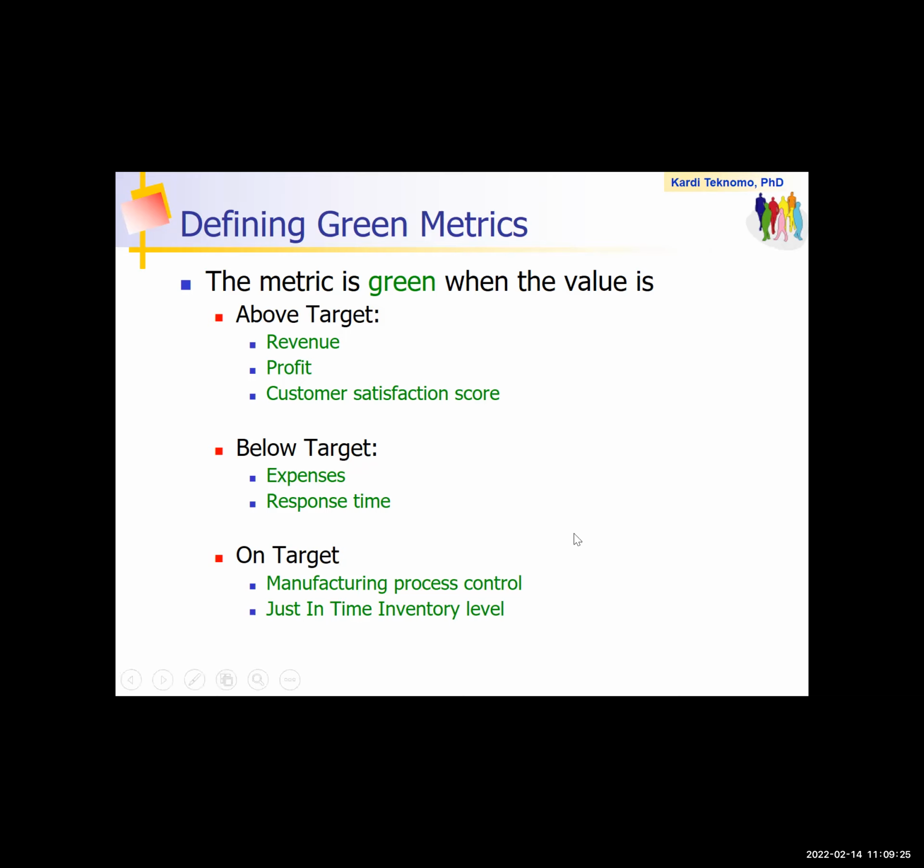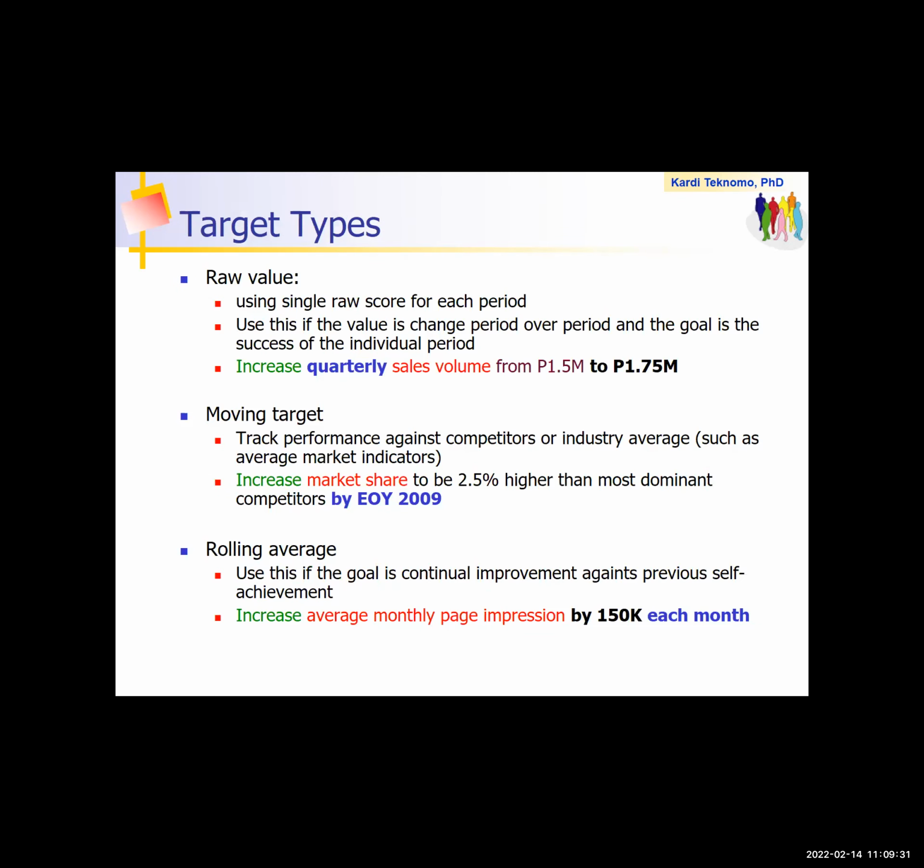Okay. So the green part here is tricky depending on the measure, right? So these are the examples, okay? The target can be a raw value, a moving target, or a rolling average. For example, raw value: increase the quarterly sales volume from a certain value to other numbers. So this is the raw value of sales volume.